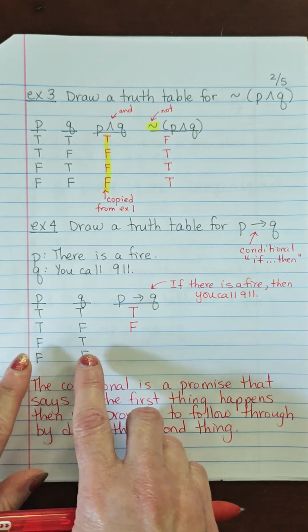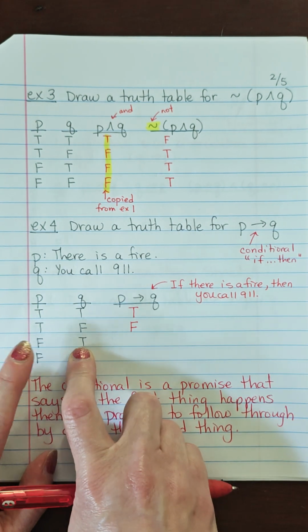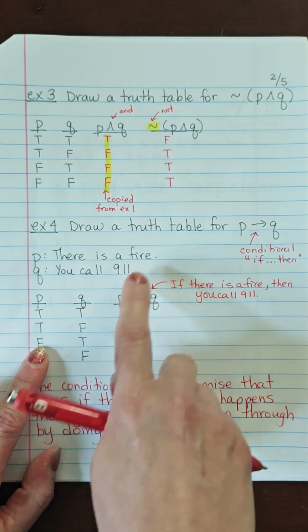All right, that's important because let's look at this one. False, true. False says there was not a fire.